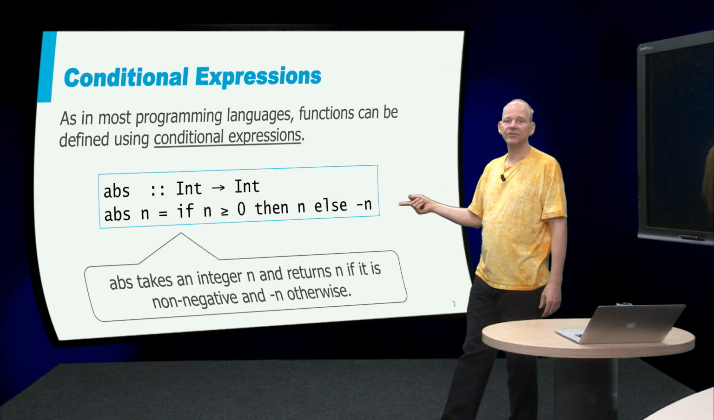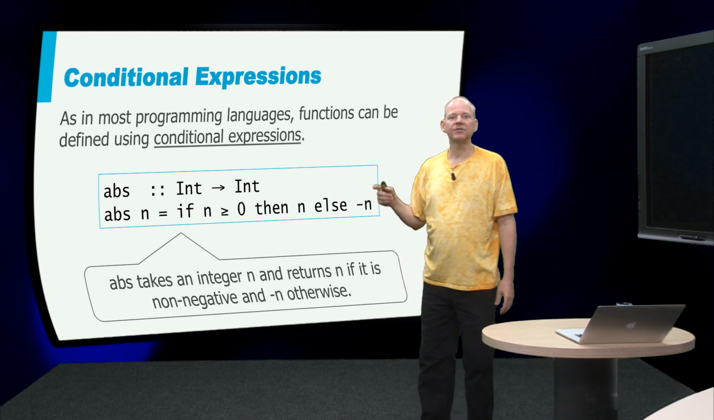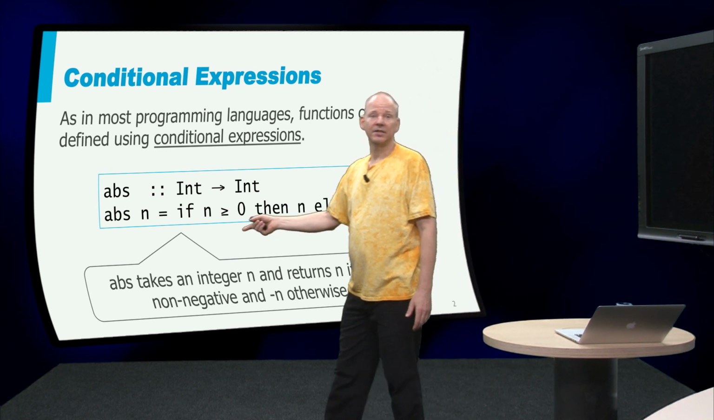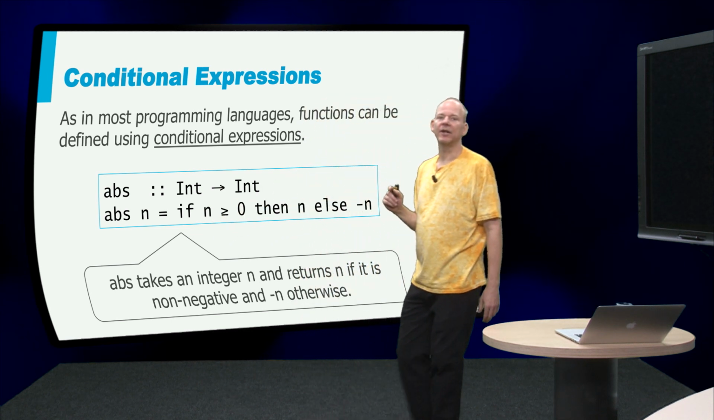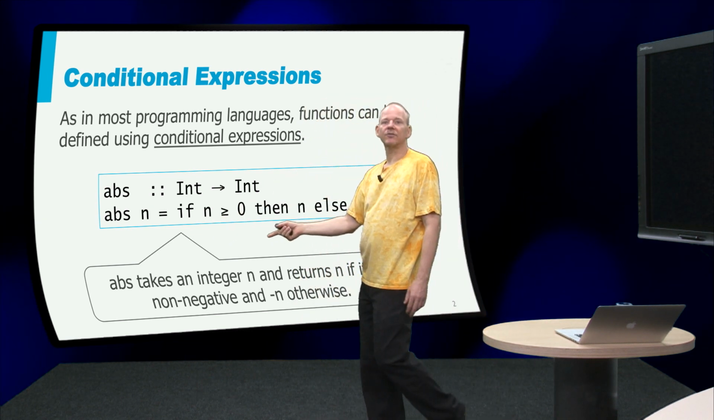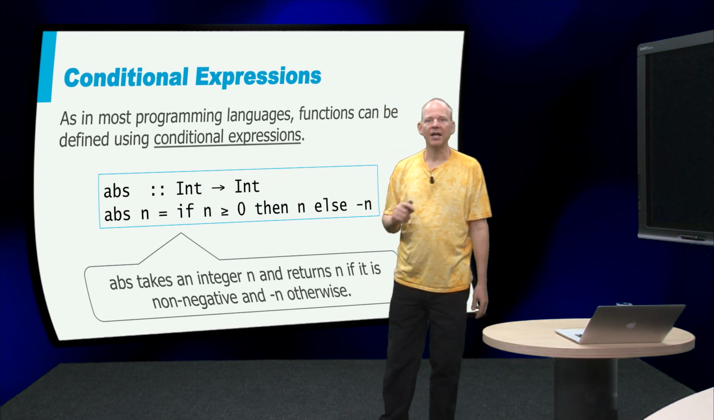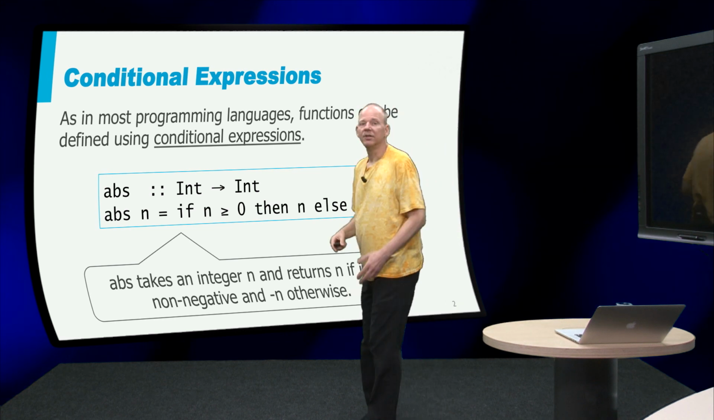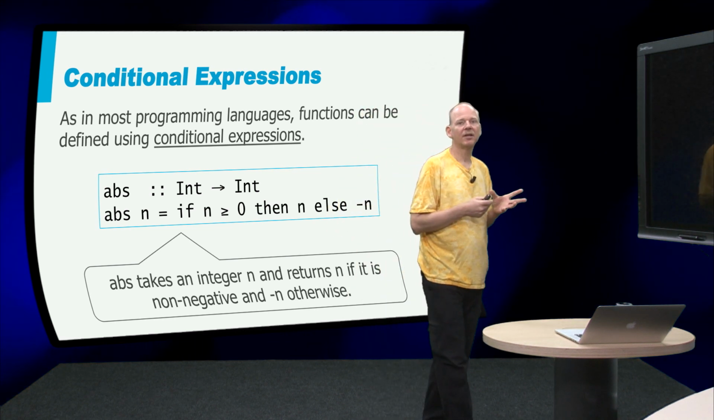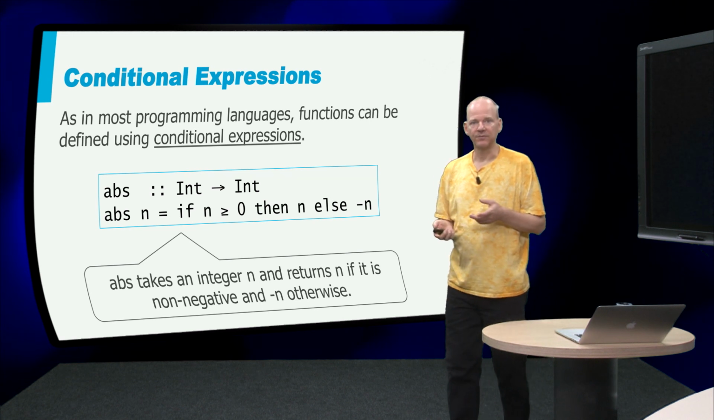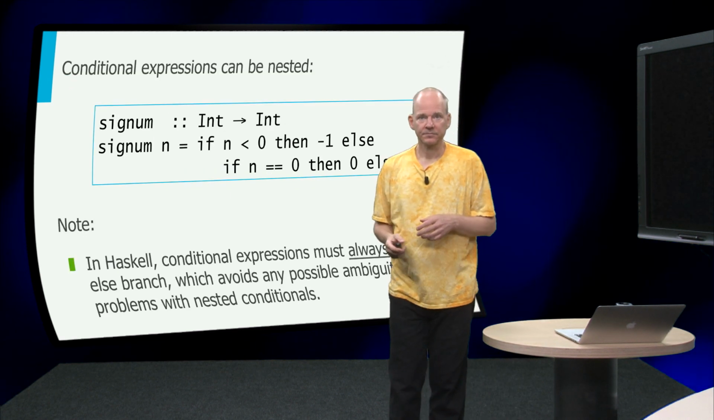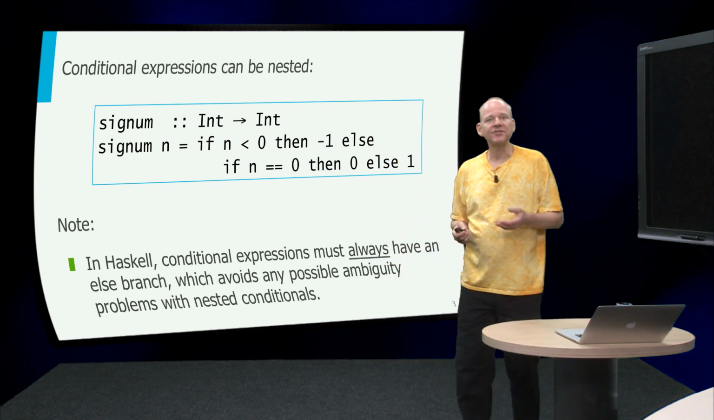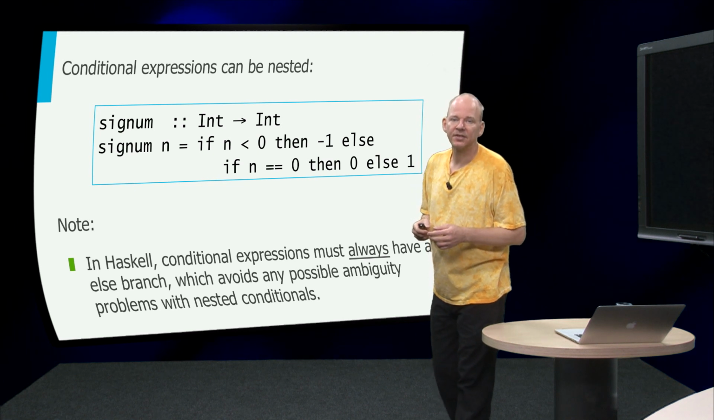Okay, so in this case, we're defining a function that takes an integer and returns another integer. This is the absolute value, so it takes a value and says that if that value is greater than 0, then you return n, else you return minus n, you negate the value. So here you see that we're using the familiar if then else as an expression form. Of course, since it's just an expression, they can be nested as well.